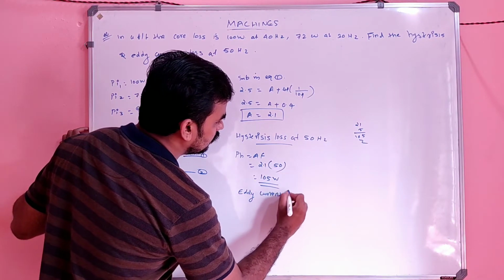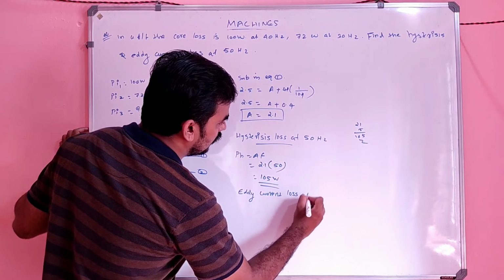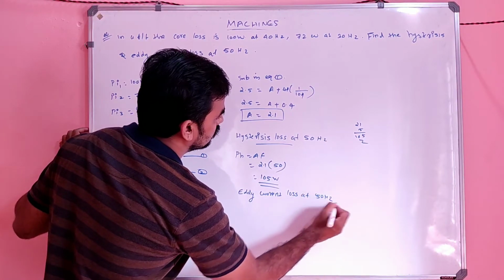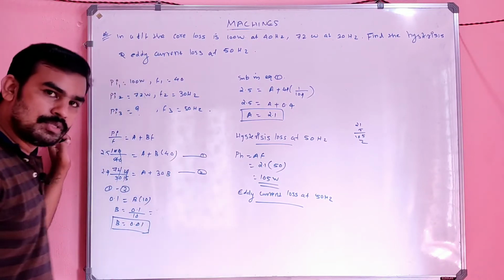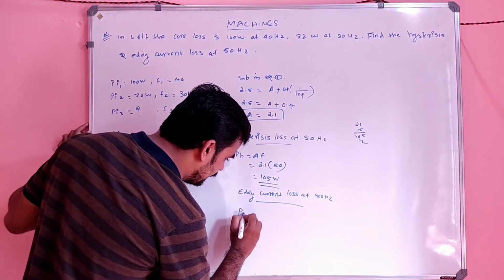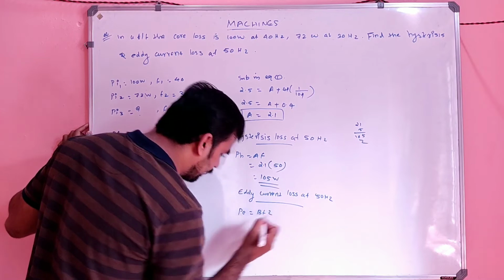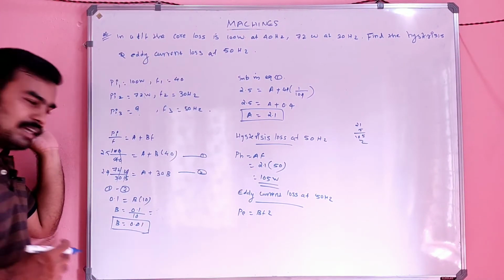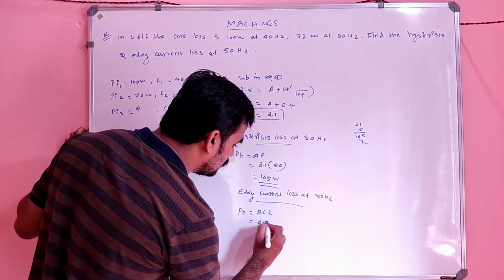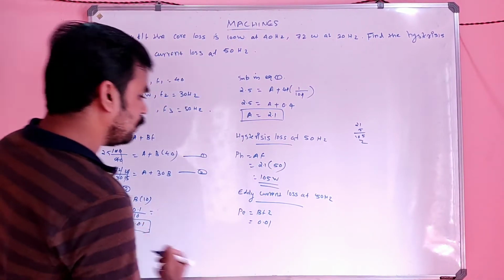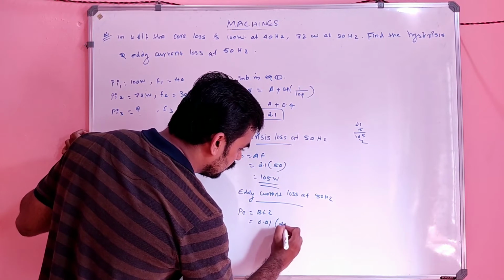Eddy current loss at 50 Hz. So what is the equation for eddy current loss, my dears? Eddy current loss is nothing but Pe equal to B into F square, right? You know the value of B now. B is nothing but 0.01 into 50 square.